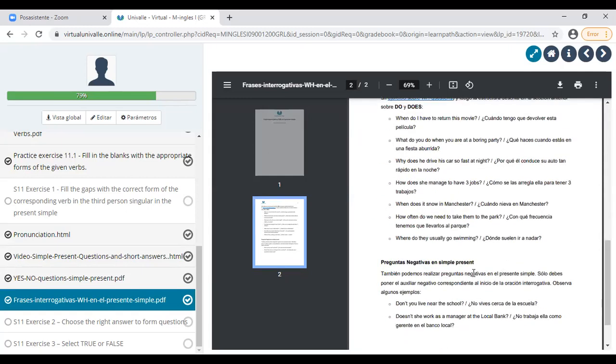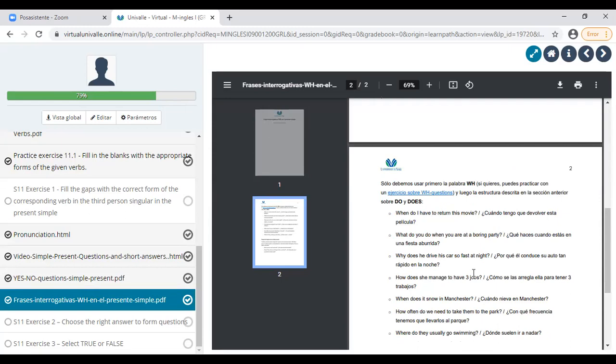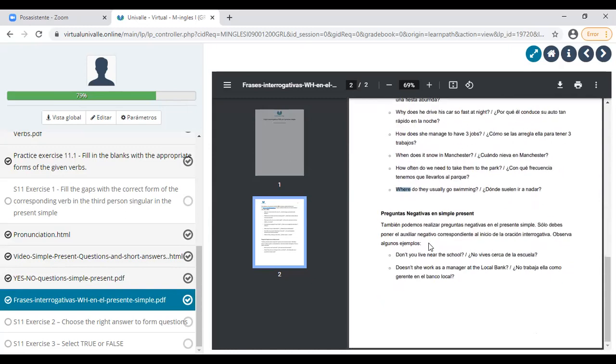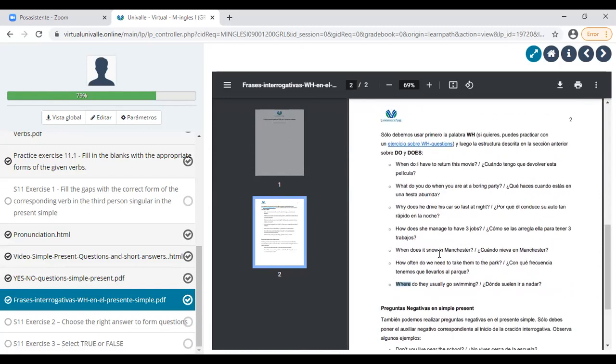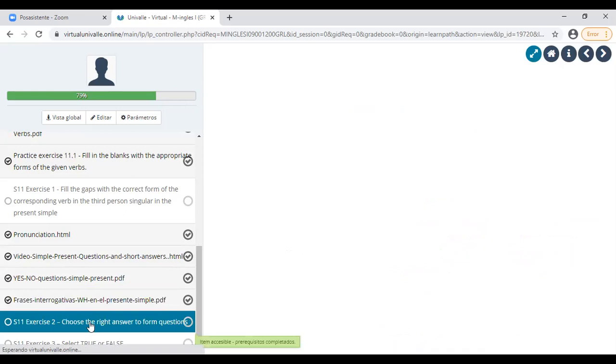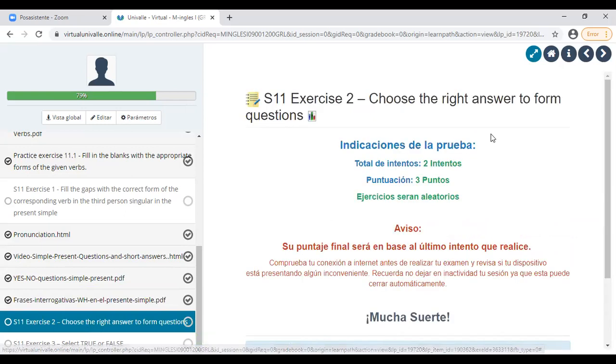As you know, in English, we have the WH question words: when, what, why, how, which, where, who. We have some other examples, right? To form also questions or interrogative statements using the WH question words. And here you're going to have an exercise that is going to be evaluated. Choose the right answers to form questions.